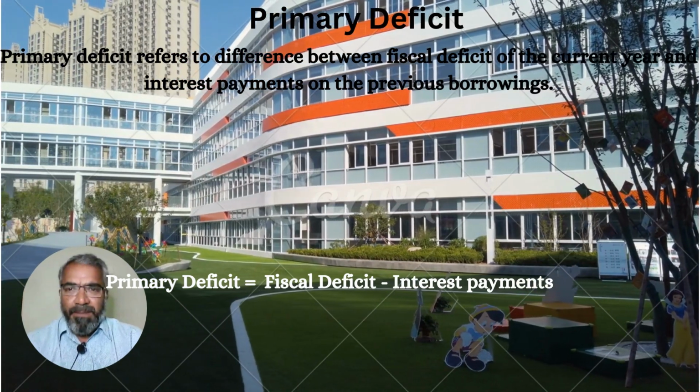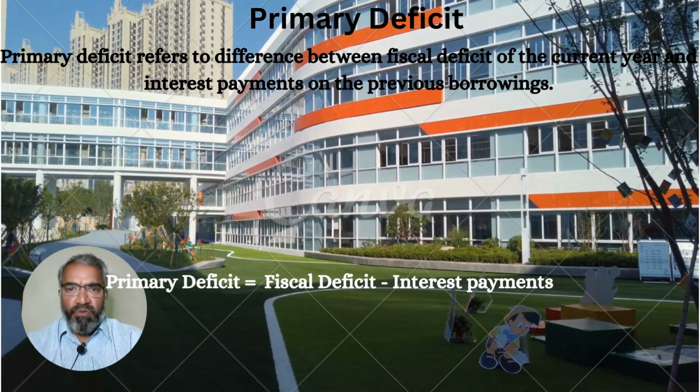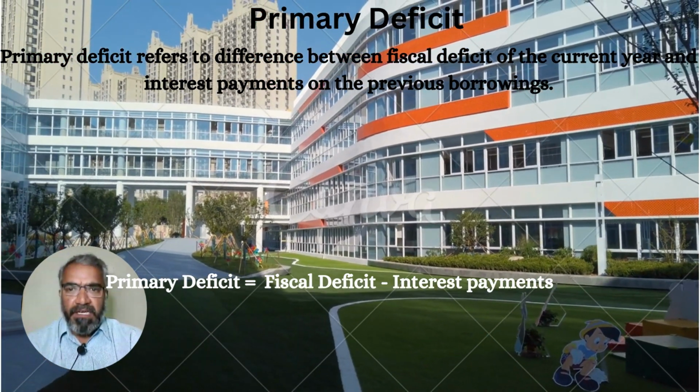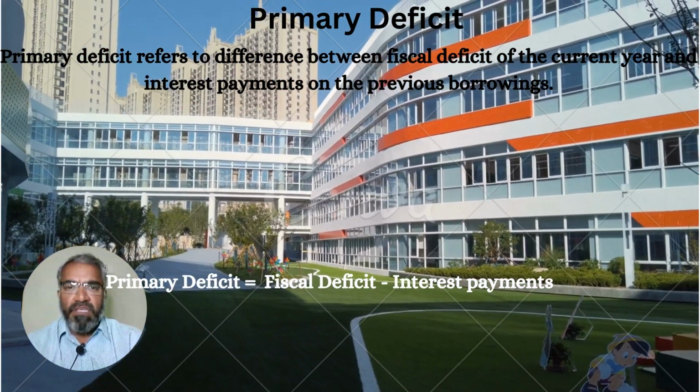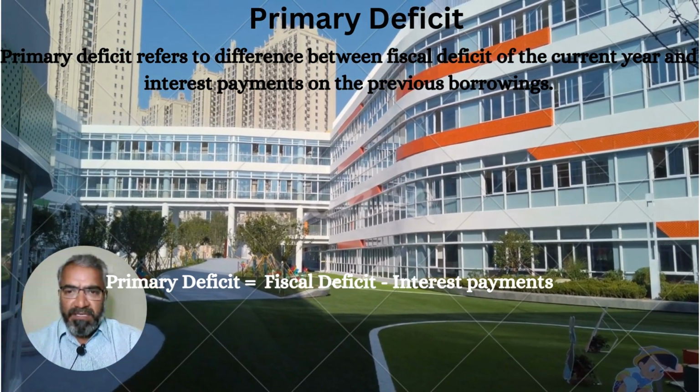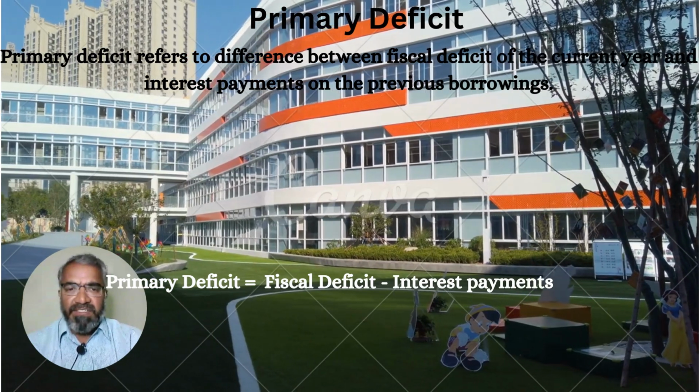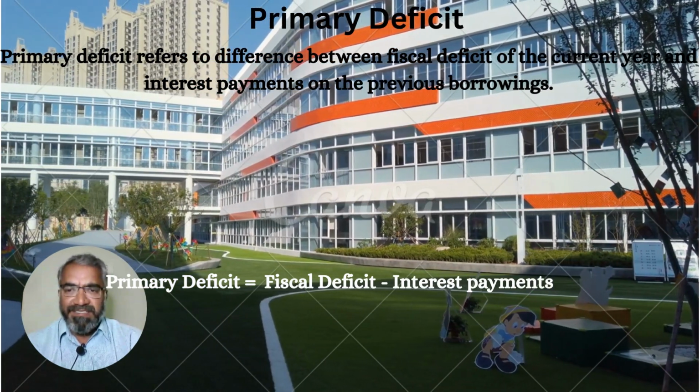Primary deficit. Primary deficit refers to the difference between the fiscal deficit of the current year and interest payments on the previous borrowings. Formula: primary deficit is equal to fiscal deficit minus interest payments.